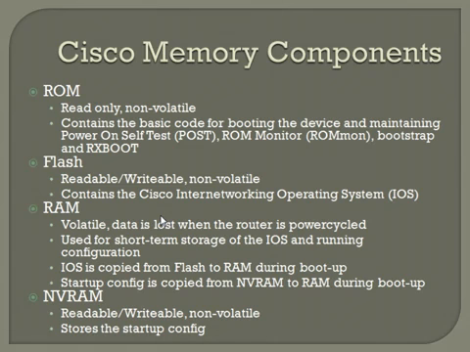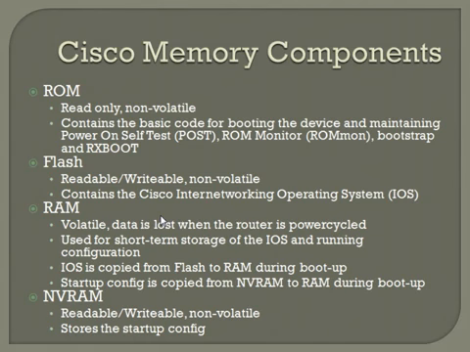Flash is readable, writable, and non-volatile. This is usually where the Cisco IOS is located, the IOS, of course, being the operating system that the Cisco platform is running on. So you can read it there, and you can write to it to change it. Like if you need to upgrade the IOS, if you power off the device, you're not going to lose whatever's in the flash. And then the RAM is volatile.